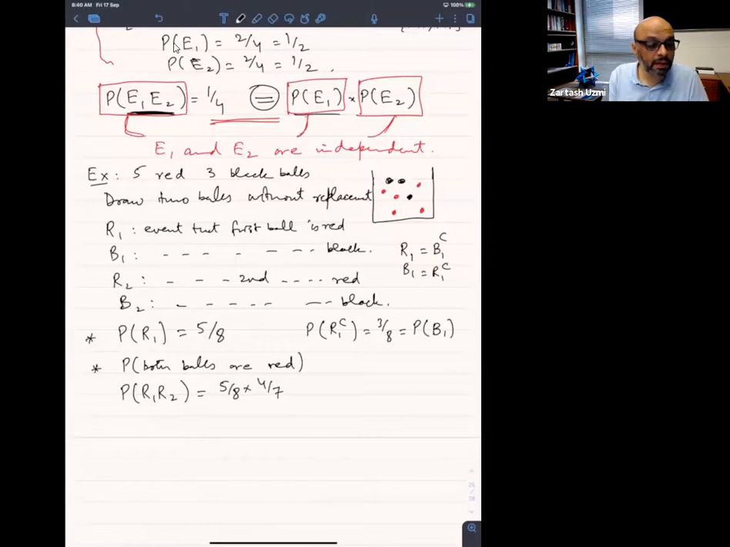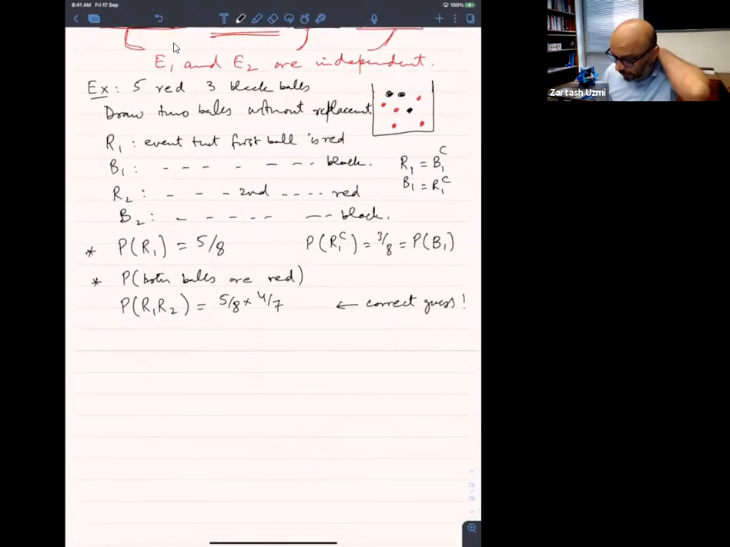You guessed that. So lots of people are saying, 4 people are saying that this is 5 by 8 into 4 by 7, and this is a correct guess. You can reach this answer by counting the points in the sample space, and the event that R1 and R2 occurs. How many ways can R1, R2 occur? You can count this. So this is the correct answer.